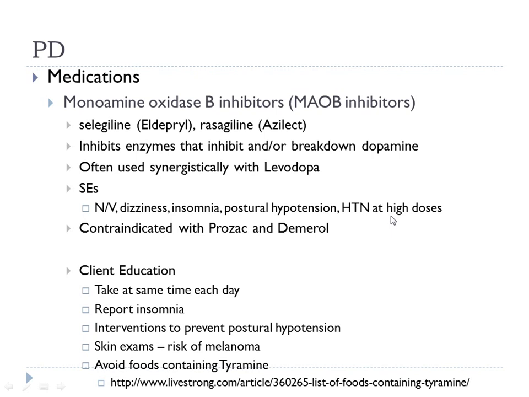Rising slowly, rising from the bed, sit on the side of the bed for a couple of minutes before you stand up. Maybe the patient can use TEDs continuously throughout the day. Put them on before you get out of bed. Increased risk for skin cancer, so regular skin exams by their primary care person or a dermatologist. And also avoid, again, you've learned this before, tyramine. Those tyramine-containing foods should also be avoided with MAOBs.